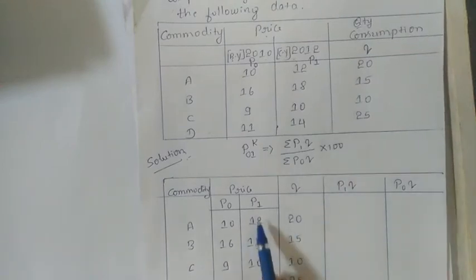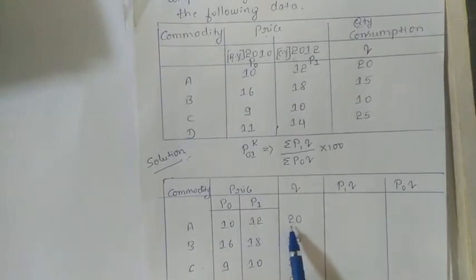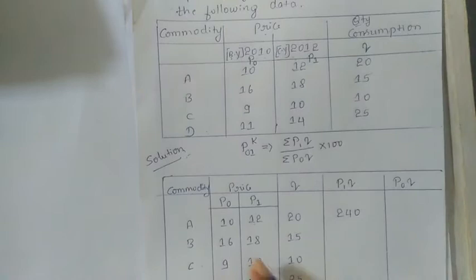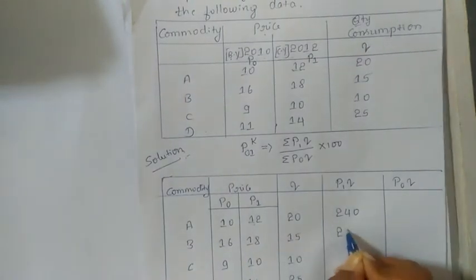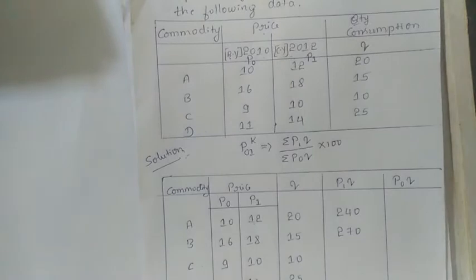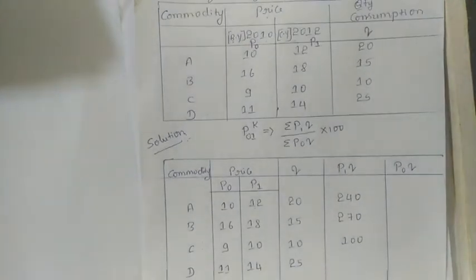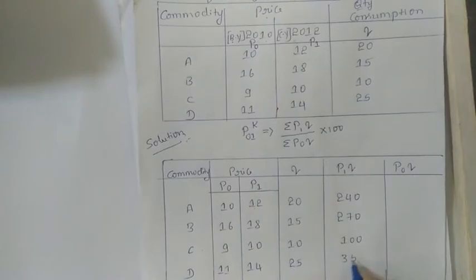The next step, P1 into Q. So P1 value is first one 12 into Q. Q value is 20. So 12 into 20, that is equal to 240. Next 18 into 15, so value is 270. Next is 10 into 10, that is 100. Next is 14 into 25, that is 350.